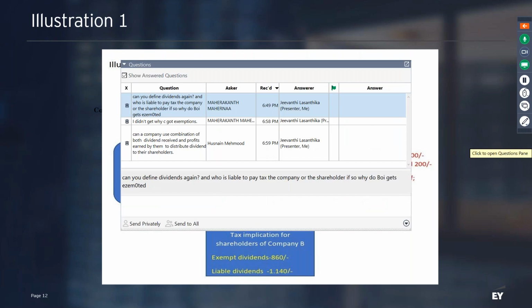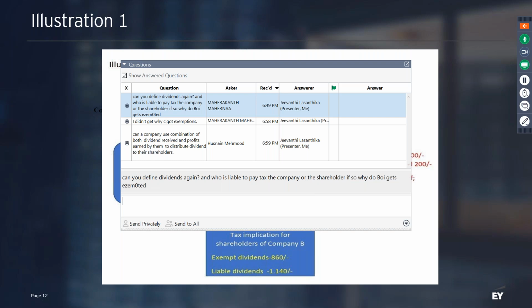Roshini, there's a question. Can you define dividends again? And who is liable to pay tax, the company or the shareholder? If so, why do BOI get exempted? Do you want me to take that question? He's asking about the definition, Roshini. Regarding the BOI point, I think we gave the answer.